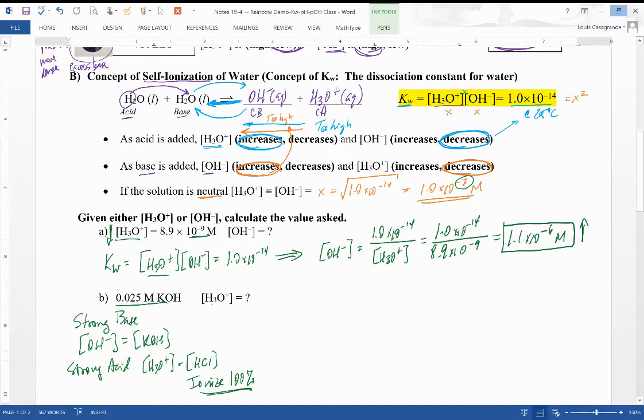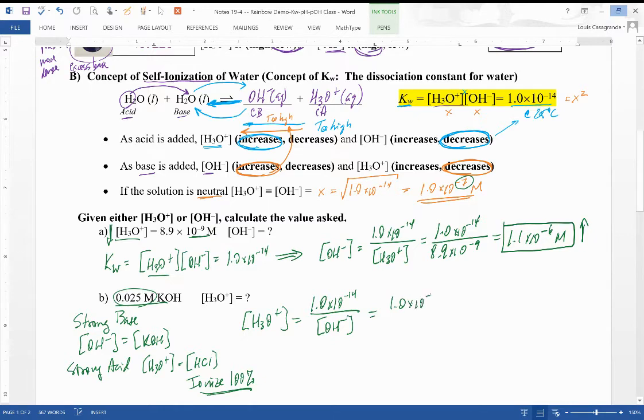So the hydroxide concentration in this solution is going to be 0.025 molar. So the hydronium concentration, H3O plus, is going to be 1.0 times 10 to the minus 14 divided by the hydroxide concentration. I've just rearranged the equation up above like we did in letter A.